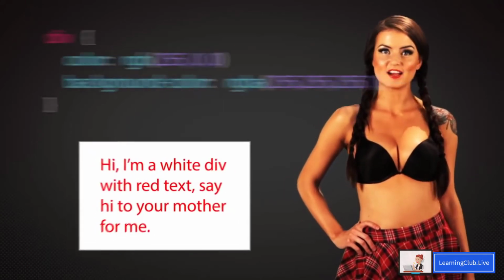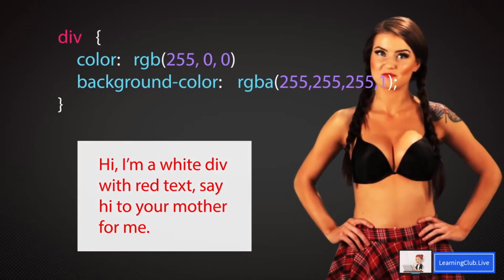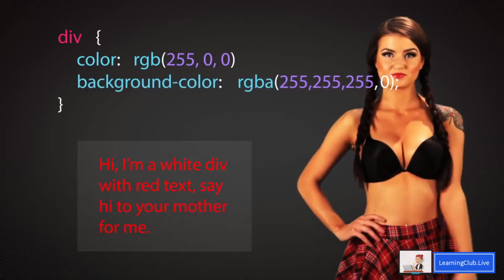Last is to use the RGB color model. And with CSS3 you can do RGBA. A stands for alpha and represents the transparency of the color.